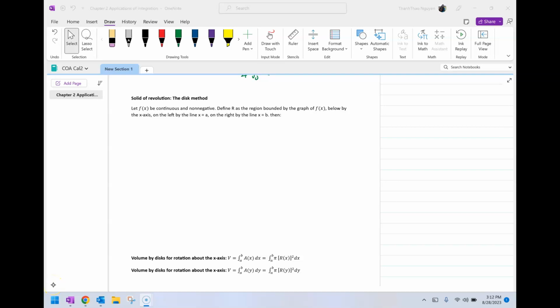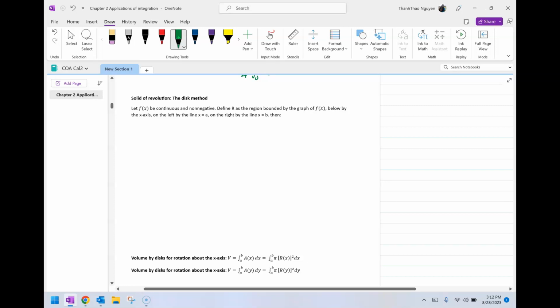Let's say f of x is a continuous function and non-negative. We define R as the region bounded by the graph of f of x, below by the x-axis, on the left by the line x equal a, and on the right by the line x equal b. Then what would happen? Say here is our graph.